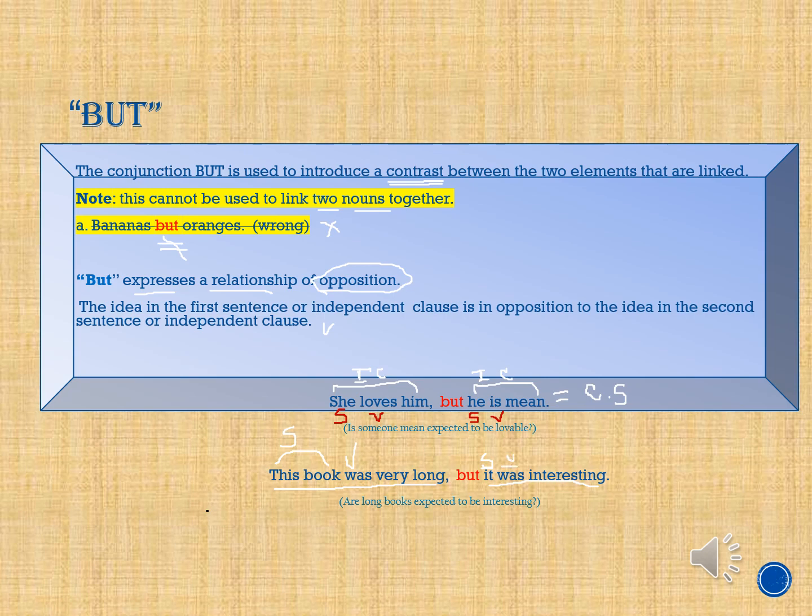And look, we have two independent clauses. My first clause is this book was very long. This book is my subject. Was is my verb. Very long is my complement. Comma, but is my coordinating conjunction. It is my subject. Was is my verb. And interesting is my adjective. Altogether, I have one compound sentence with two independent clauses.